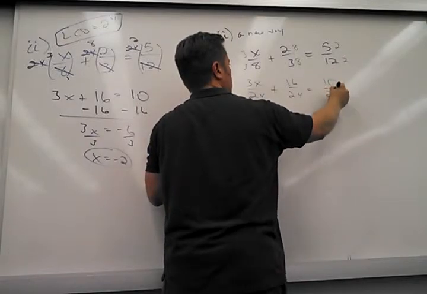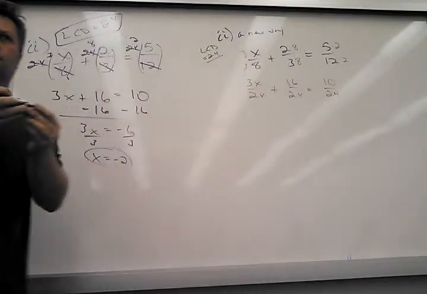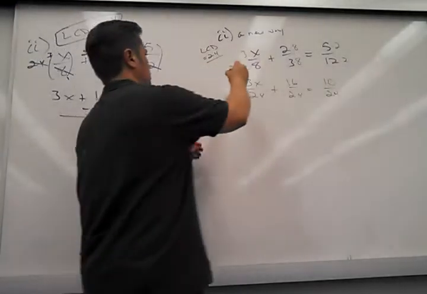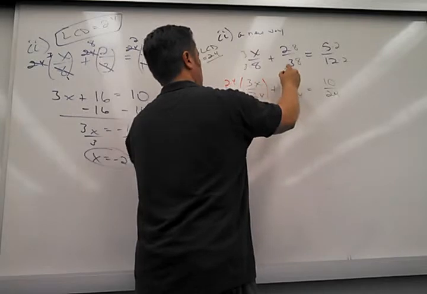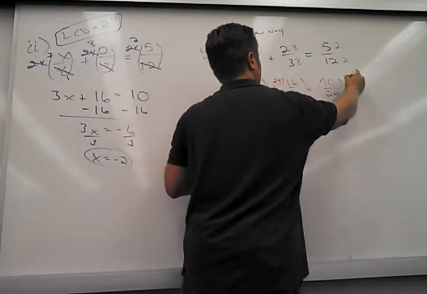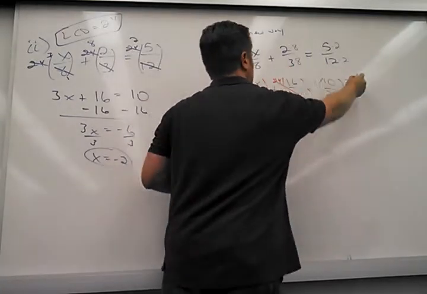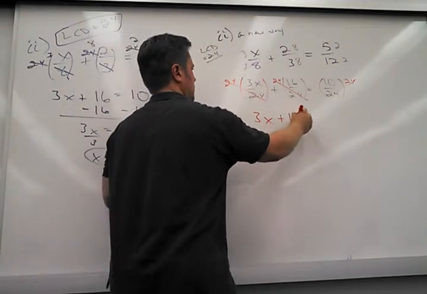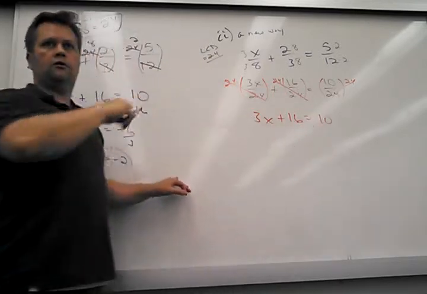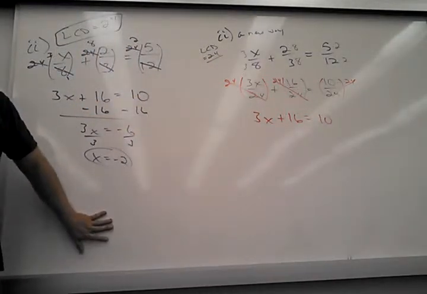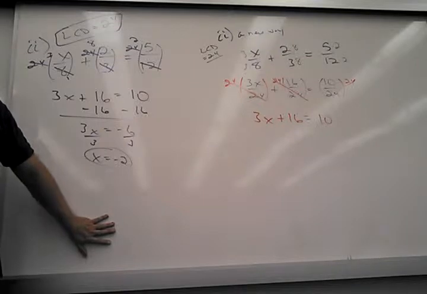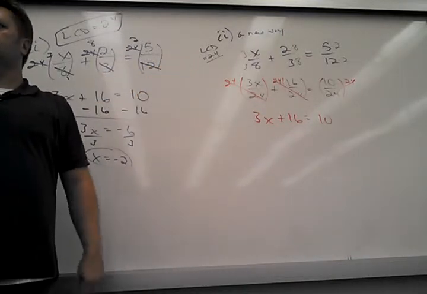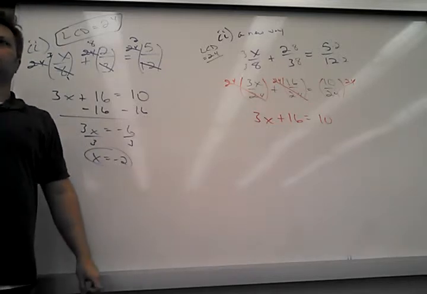equals 10 over 24. And now what do you multiply both sides by to kill the fractions? Yeah, you multiply by 24. But now it's a little easier to look at, right? Die. And what are you left with? 3x plus 16 equals 10. Same thing we had there, right? So I show both ways because normally about half the people like that way better and half the people like that way better. So whichever way you like better is the way to go.